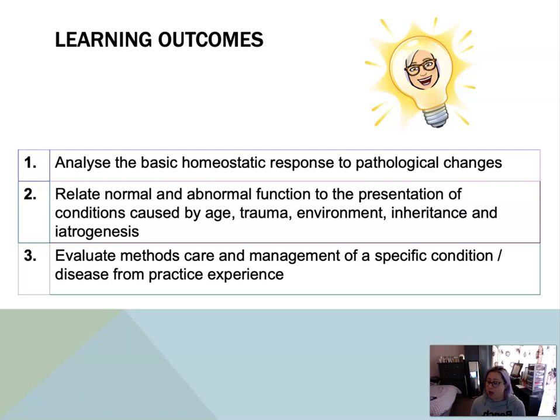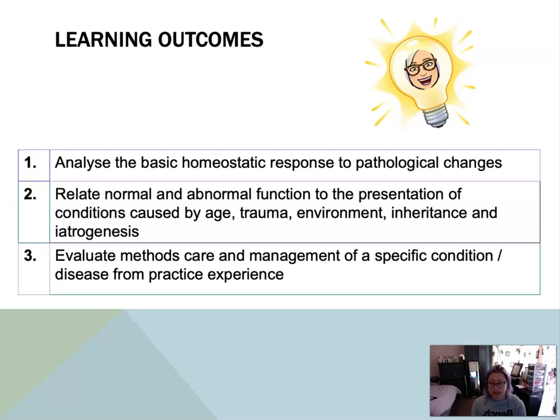So if you've picked COPD, the learning outcome for you would be relate normal and abnormal functions to the presentation of COPD. And then you're going to go into detail about this. I'm going to break down these learning outcomes even more over the next few slides. But it's relating that normal and abnormal function which is the key to this learning outcome. It's making sure that you are showing me that you understand this is what's gone wrong.